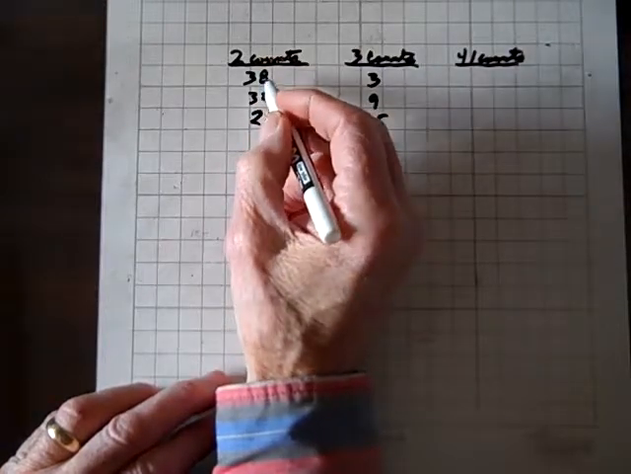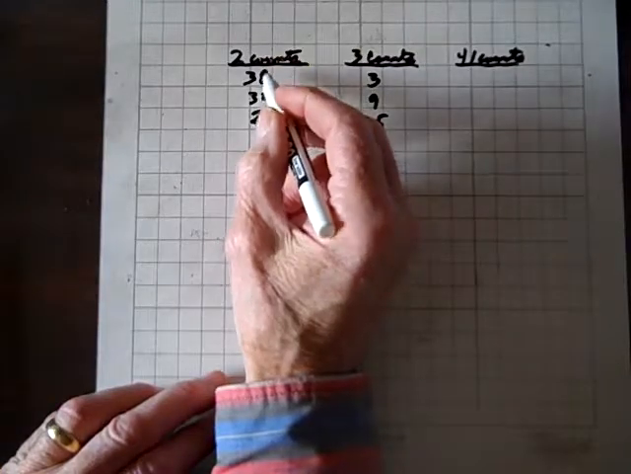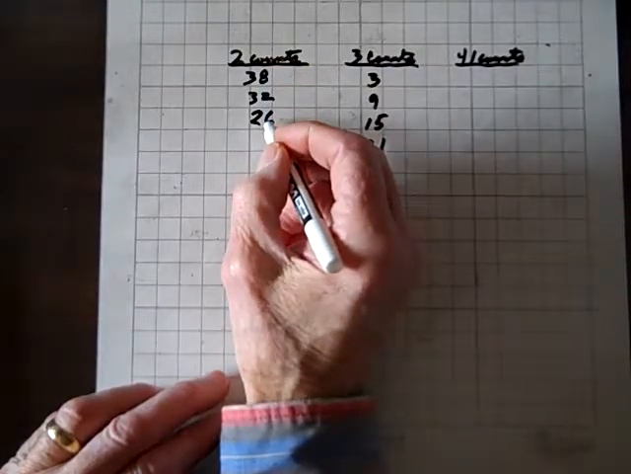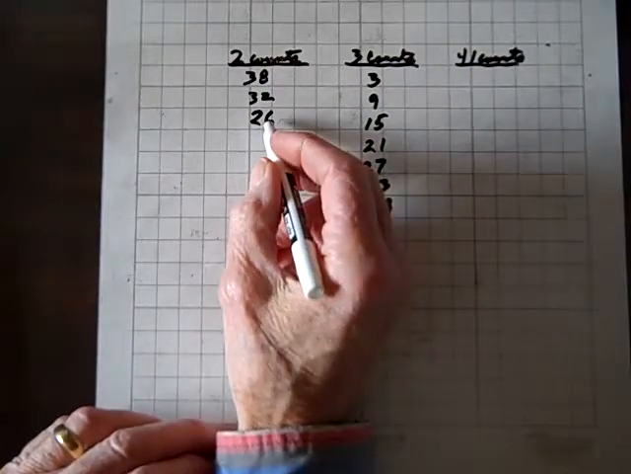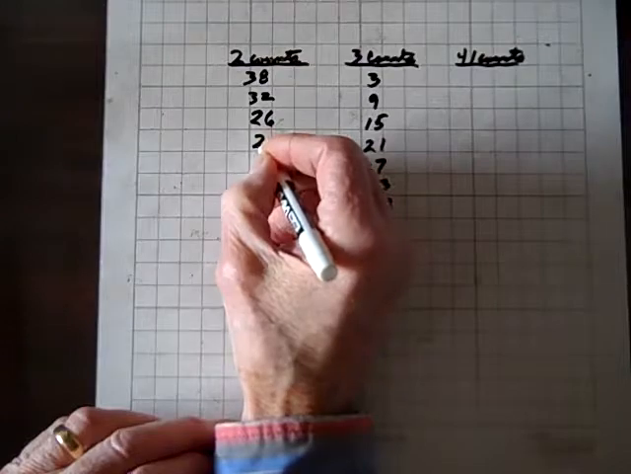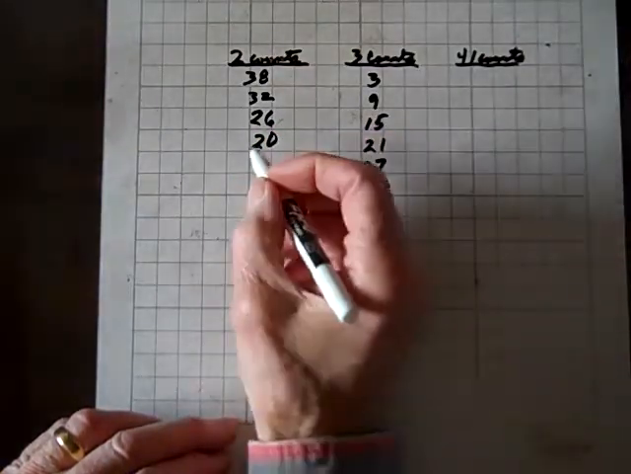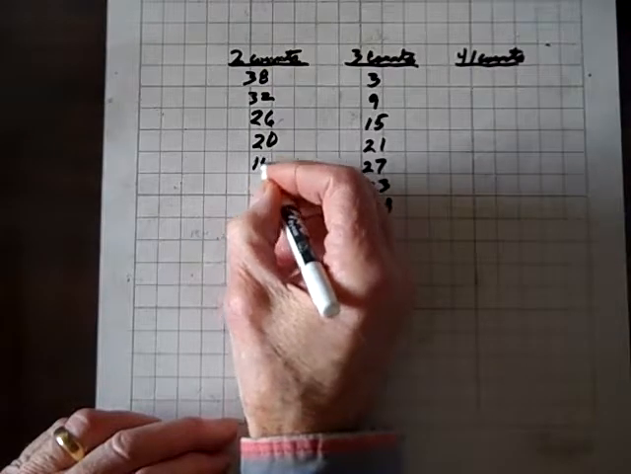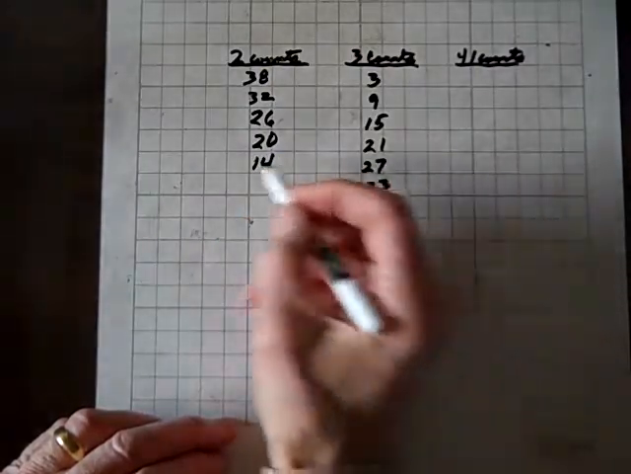Notice, what's the difference in counts here? The difference from 32 to 38 is 6. The difference from 26 to 32 is 6. Looks like we have a pattern. If we reduce this by 6, we'll get 20. See if that works. 20 and 21 is 41. Reduce this by 6, we get 14. 14 and 27 is 41.